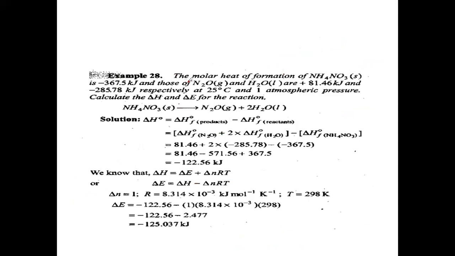Next, one more example. See. The molar heat of formation. Here heat means enthalpy. Molar heat of formation of NH4NO3 means ammonium nitrate solid. Ammonium nitrate solid is given here, one salt, is minus 367.5 kilojoules. Minus 367.5 kilojoules is the enthalpy of formation of ammonium nitrate.